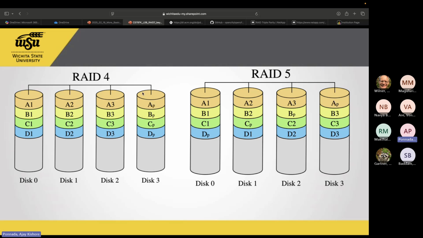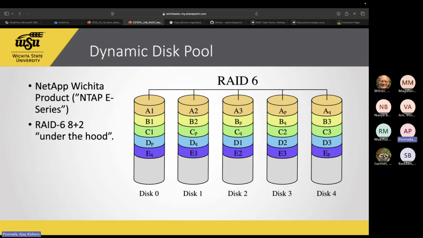In RAID 4, the entire disk was dedicated to parity. In RAID 5, there is diagonal parity or rotating parity, you can say. So it's up to the manufacturer how this looks. But yes, we should have a metadata file.